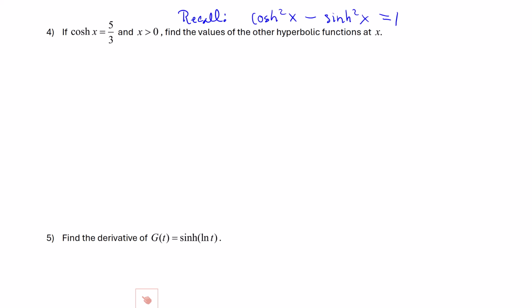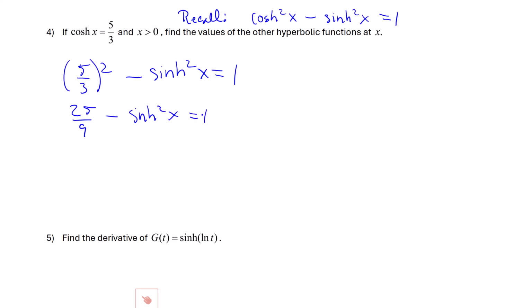So cosh squared of x. Well, cosh of x is 5/3, so we put 5/3 squared to represent that first term, and then minus sinh squared of x, which we know equals 1. Let's do a little bit of arithmetic here. This means that 25/9 minus sinh squared of x equals 1.